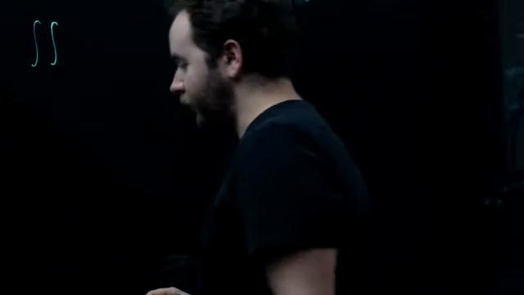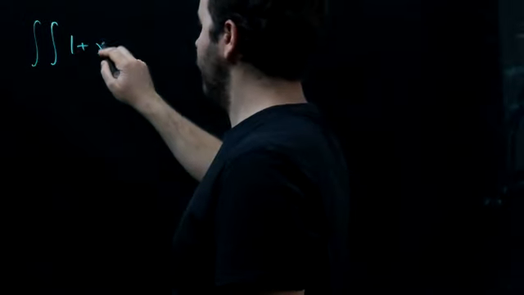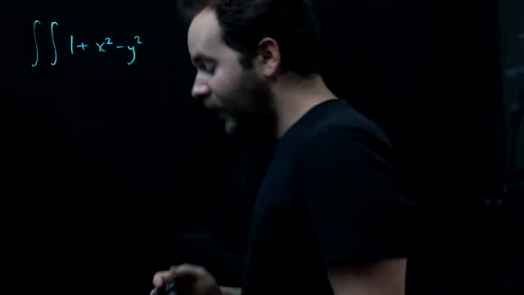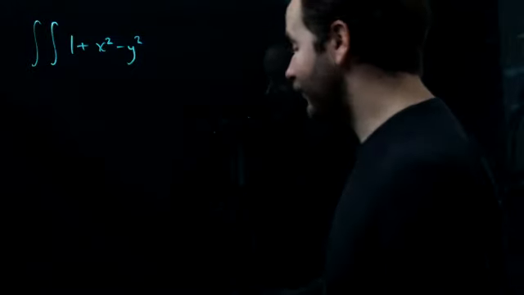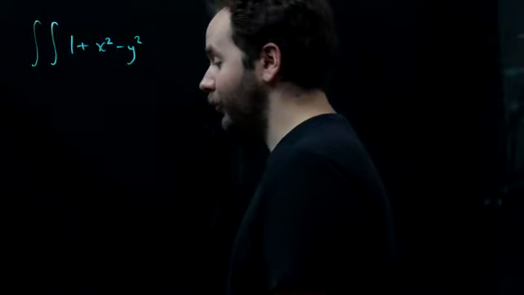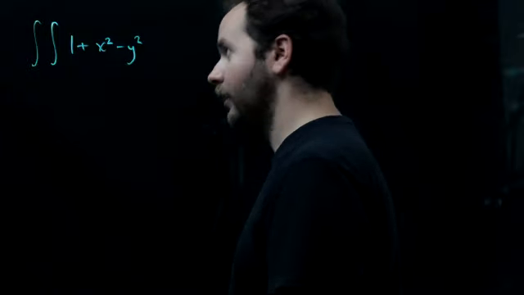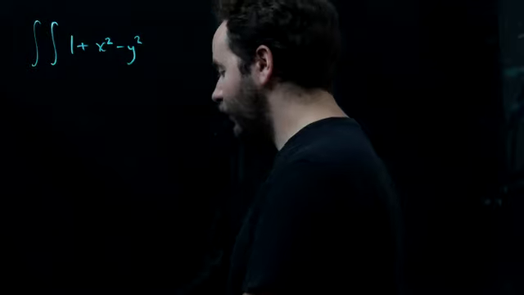We're doing the double integral of what function? Yours is 1 plus x squared minus y squared. The nice thing about this double integral is that the bounds are constant. So guess what? You can choose whatever order you want. You can do x first, then y, or y first, then x.